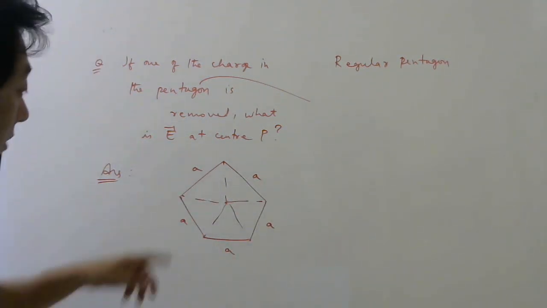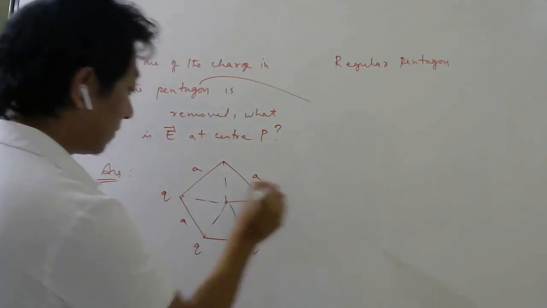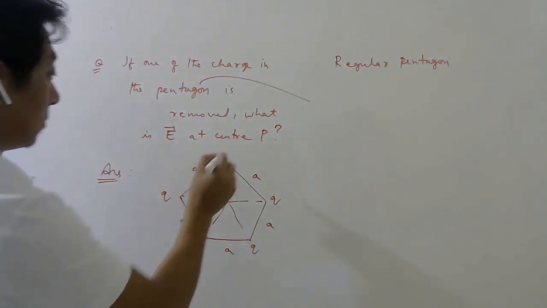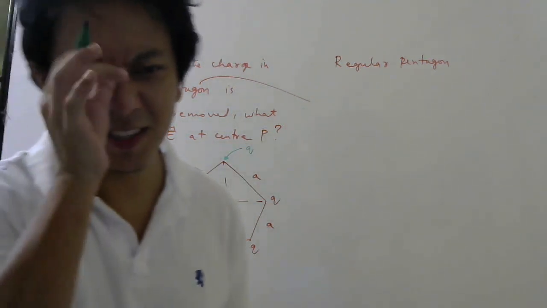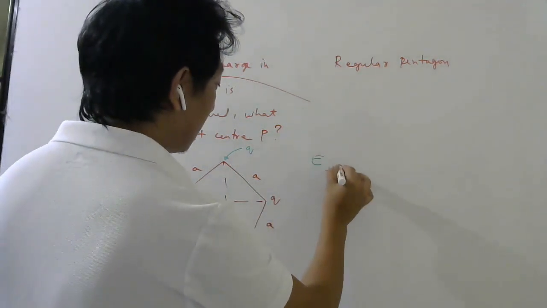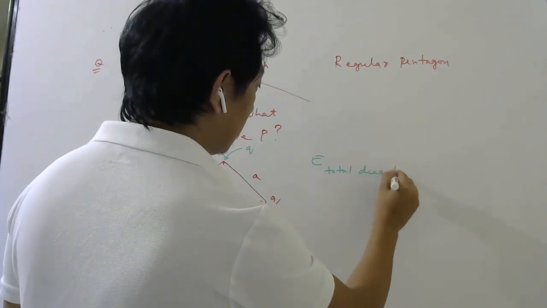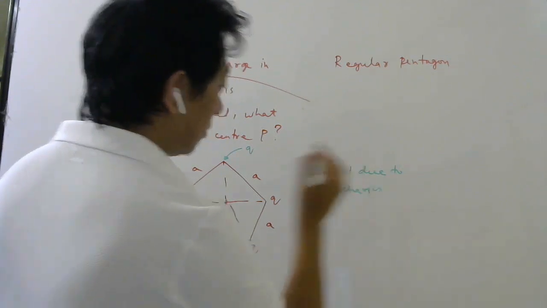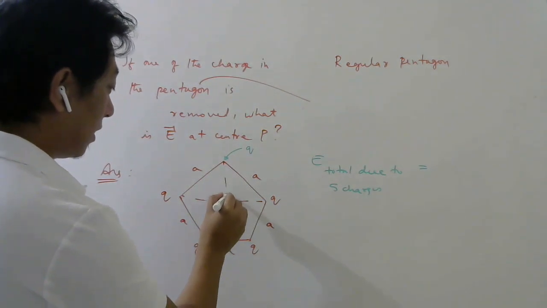So they want the electric field here when charges are only here. Now let me think. Suppose there was a charge here. I know they have not put a charge, but suppose there is a charge here. Then the total electric field due to the five charges, as I have already told, at the center, at P.